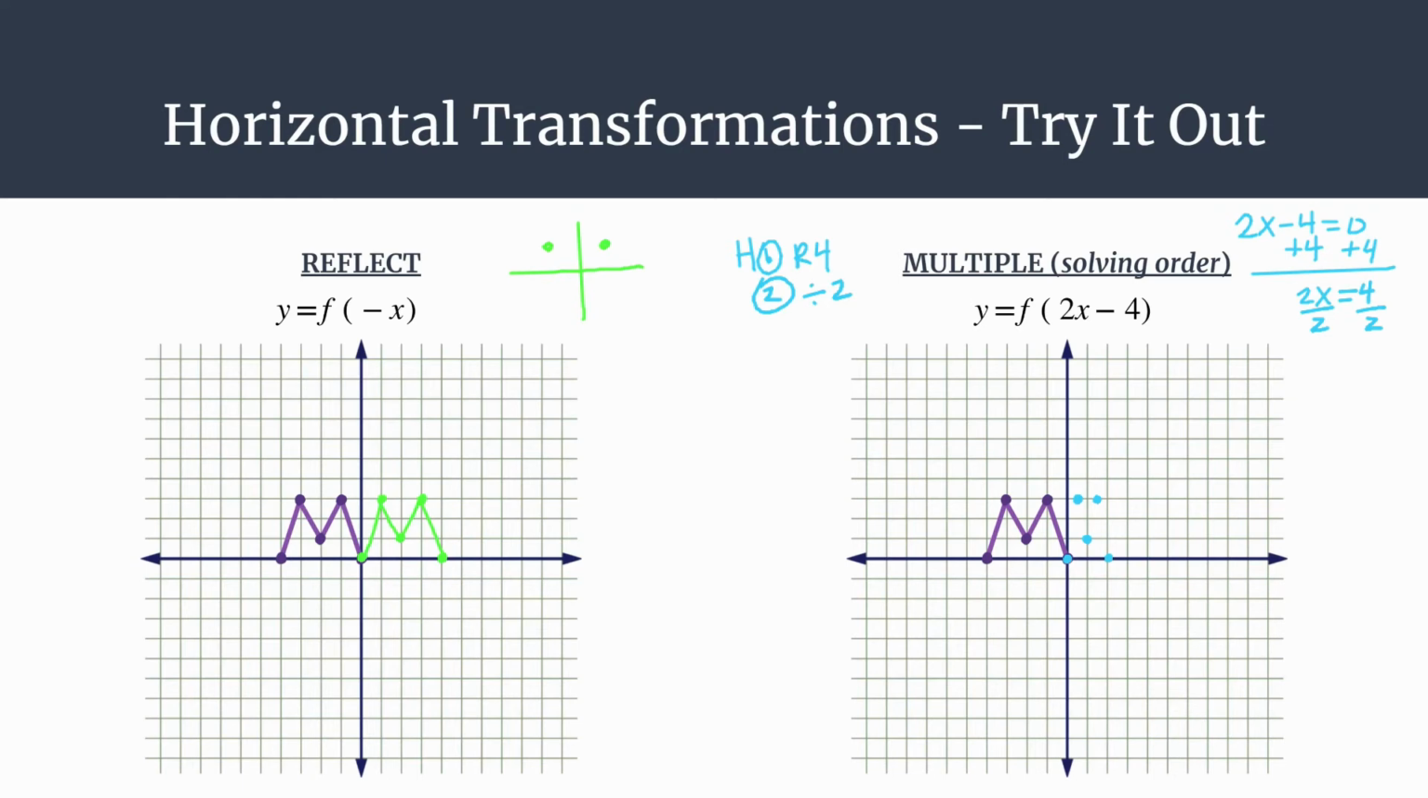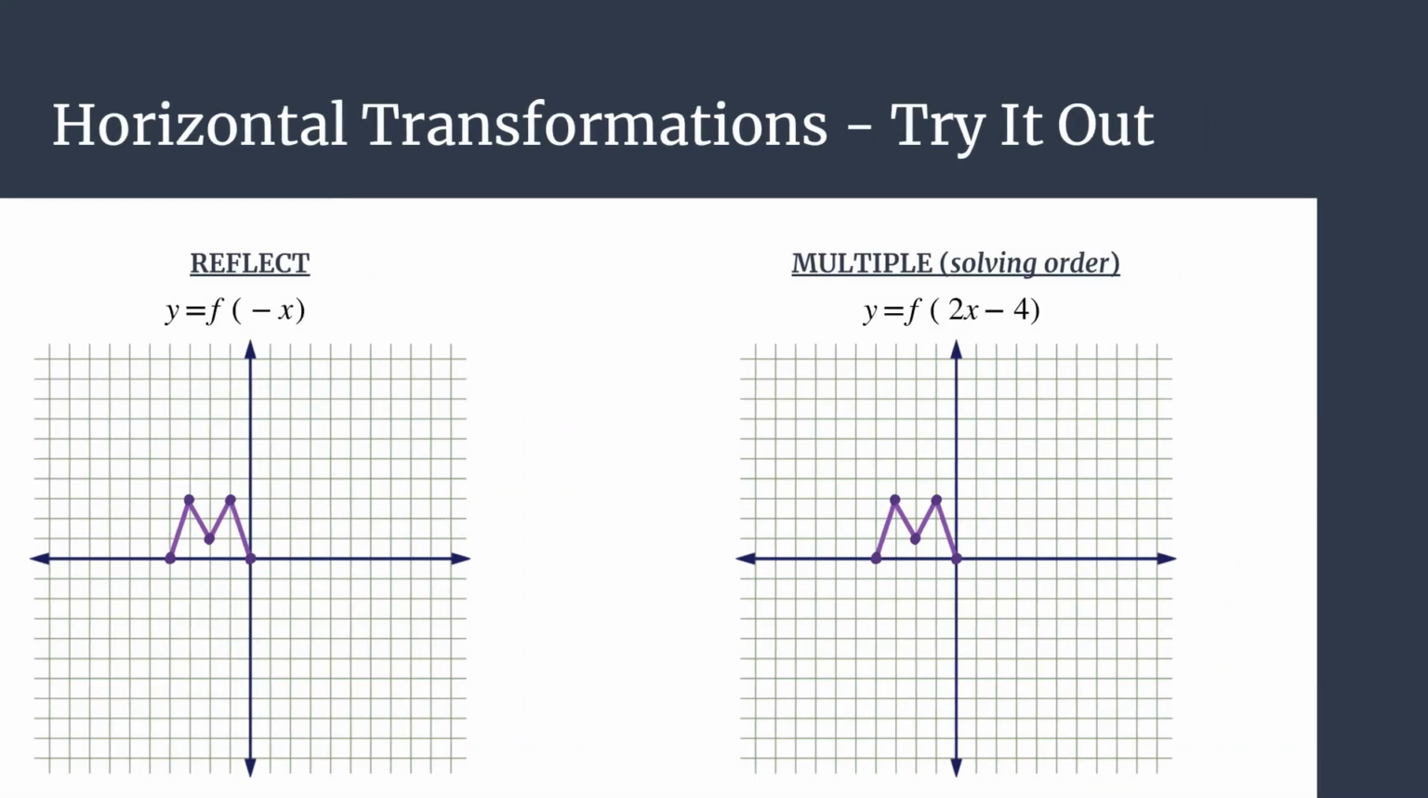All right. So here's our graph. You can see that we've shifted this right 4, and we've compressed it by a factor of 2. All right, so now let's switch gears, and we will move on to vertical transformations.